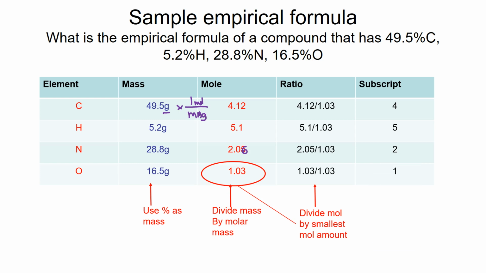So based off of this, what should my chemical formula become? C4H5N2O. So this is an organic compound containing 4 carbons, 5 hydrogens, 2 nitrogens, and 1 oxygen. That is the basic setup. So I'm going to give us a very simple one for you to practice with and see.